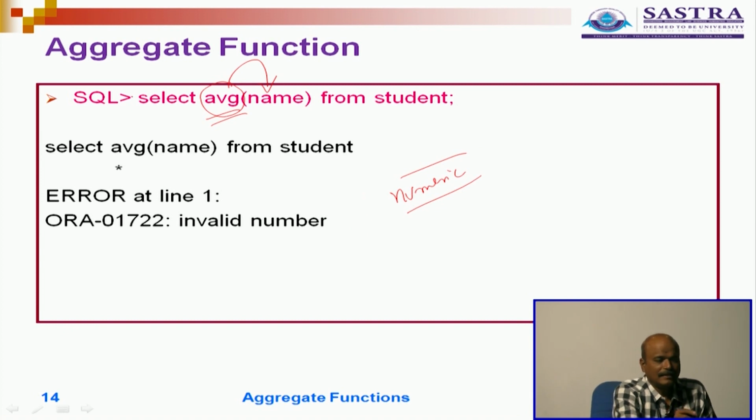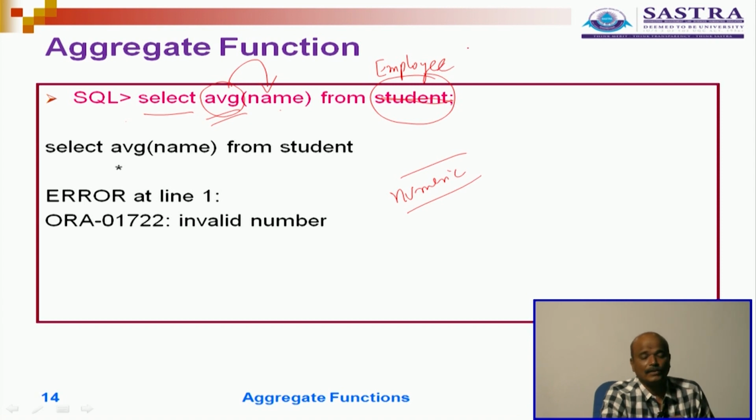In that case, suppose you write select AVG of name. Suppose here I am having a table called employee. From the employee table, if I apply this AVG function on the field called name, what is the output? Select AVG of name from student.